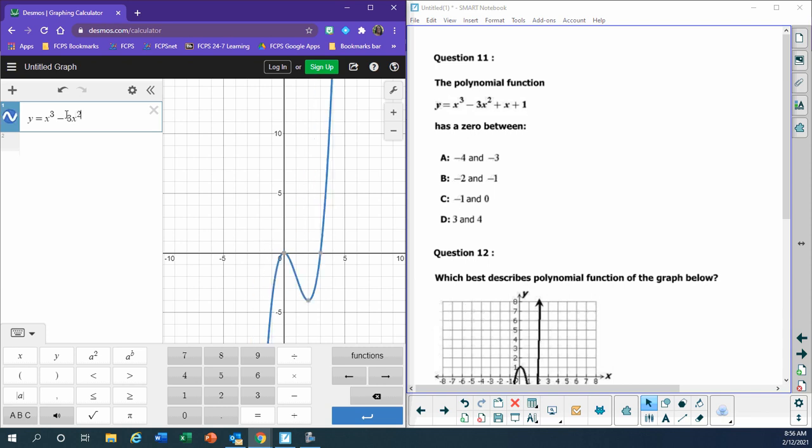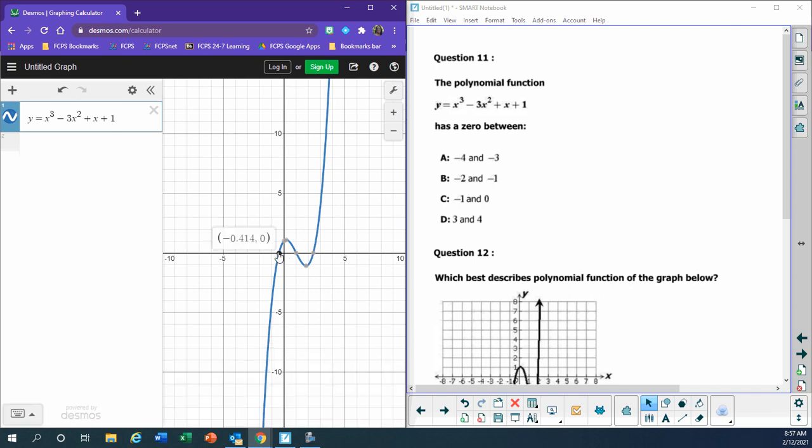x squared plus x plus 1. So what are your zeros? The zeros are negative 0.4, 1, and 2.44.